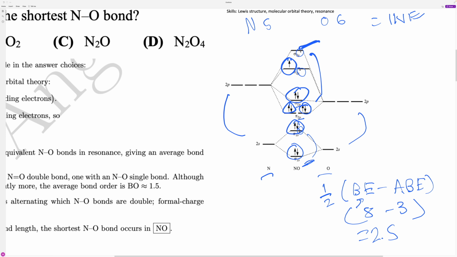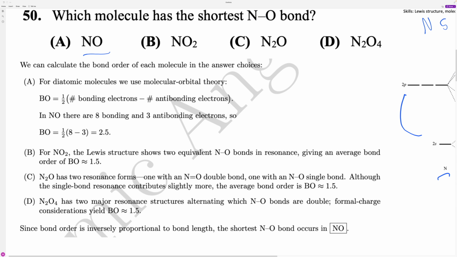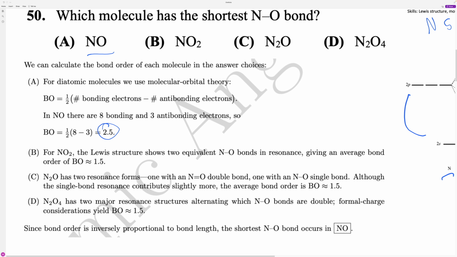I kind of breezed through that. It might take you longer to do something like that, or if you don't know what molecular orbital theory is, you probably didn't understand that very well, but that's okay. If you learn up on it, you'll be able to succeed. So this has a bond order of 2.5.